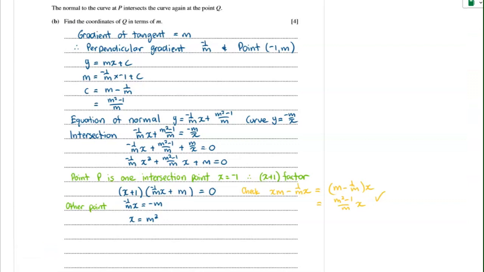To find the y value, we put it into one of the equations again. You get to choose whether you put it into the line or into the curve. But in this case, the curve is just negative m on x, and so that looks probably easier to put it into. So we'll get y is negative m over m squared. Cancel m out and we'll have y equals negative 1 on m. So the other point of intersection, which is Q, is m squared and negative 1 on m.